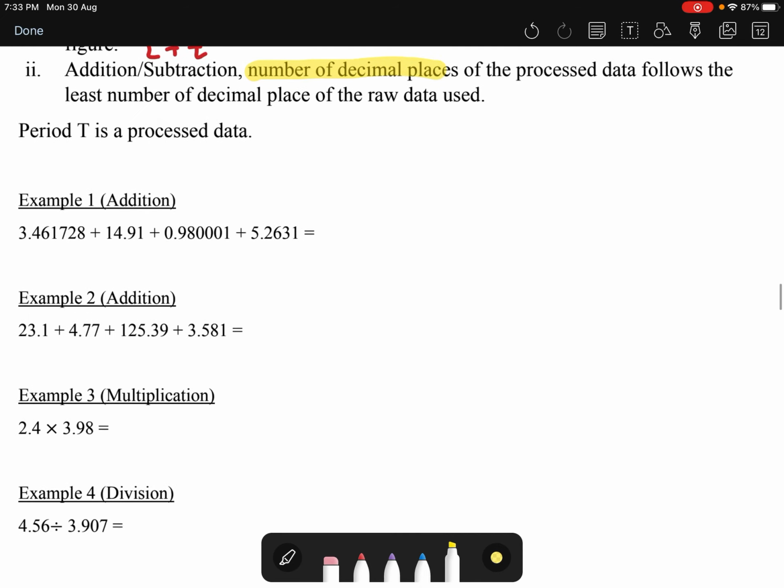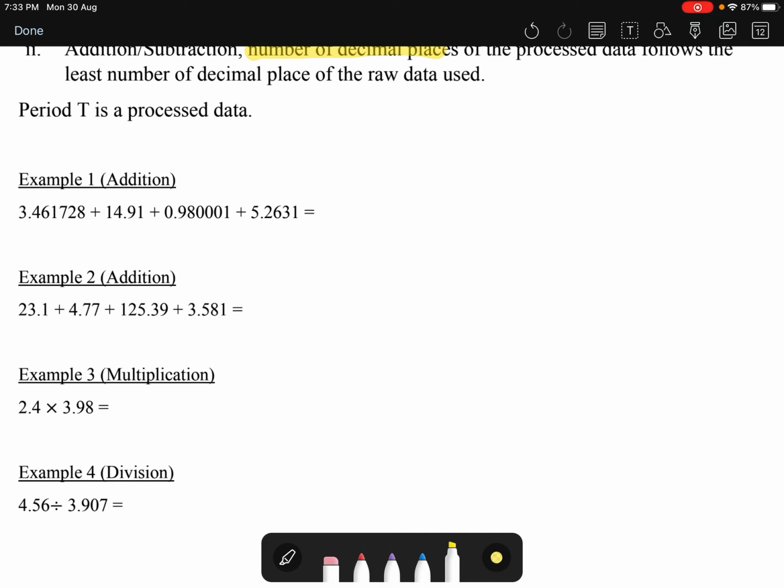Alright, so let's look at this example. Okay, so the first example, addition, right? So you can see I have four raw data. So, okay, addition, we follow the least number of decimal places. So look at the first one. The first one has 1, 2, 3, 4, 5, 6, so 6 DP. The second one is 2 DP, right? The third one is even worse, 1, 2, 3, 4, 5, 6, so 6 DP. The last one is around 4 DP. Okay, so for our final answer, we must give them least DP, right? Least DP means the minimum number of DP, which is 2 DP.